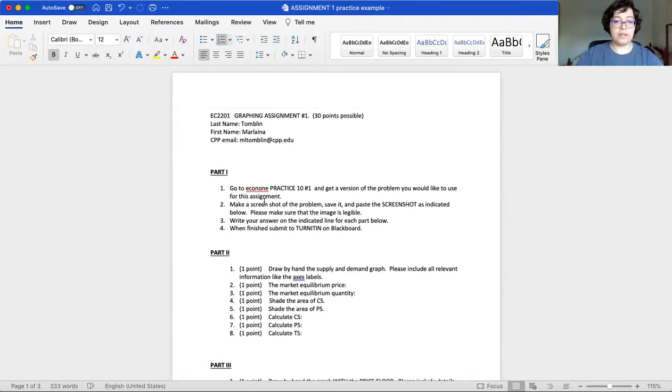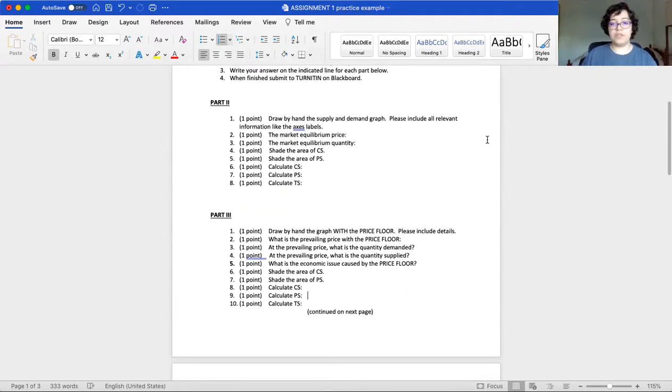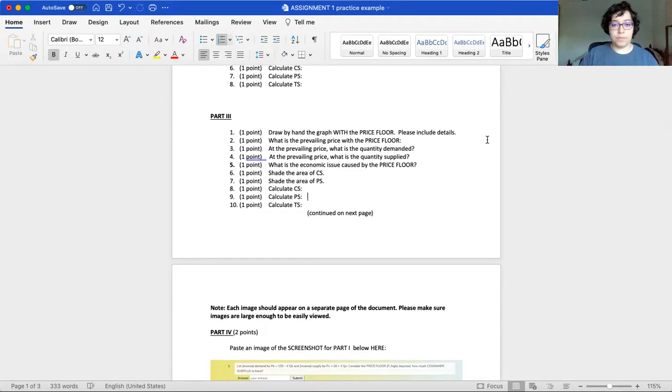So just a quick overview. Again, for part 1, you're going to take your screenshot of question 1 on practice 10 in Ignitium. You're going to put that into your Word document. For part 2, you're going to draw a picture of your graph. We're going to be answering the questions in part 2 without the price floor. You're going to be looking at just the market equilibrium without the price floor. Your part 3 is going to be drawing a second graph, this time with the price floor, and you're going to be answering these questions with the price floor.